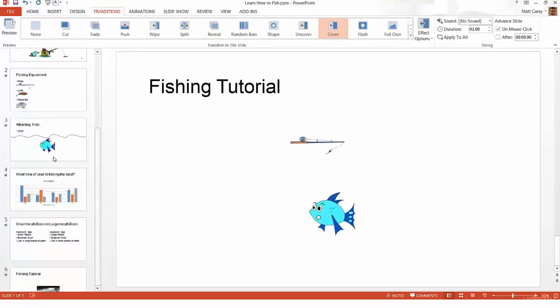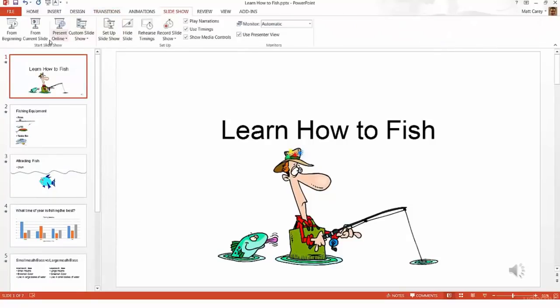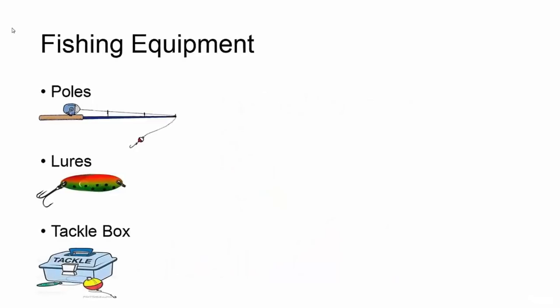And alright, so we'll left click on our first slide, go to our slideshow tab, and to preview our slideshow we'll just say from the beginning. And you see how the first slide swiped in from the bottom? Then we have rolling bars for our second slide.